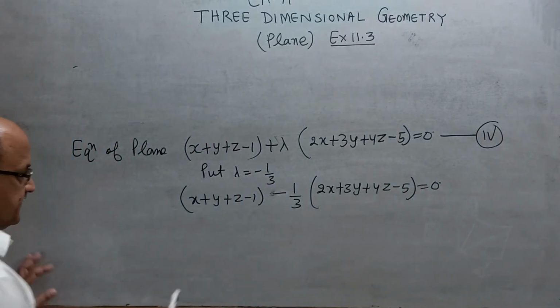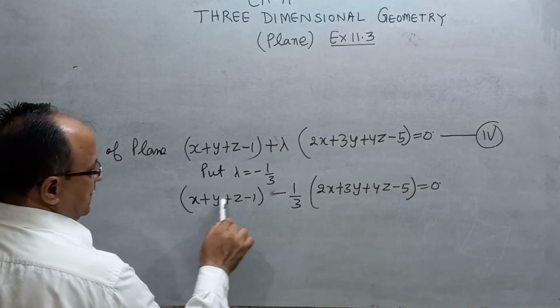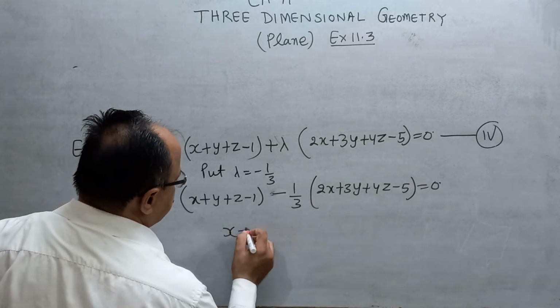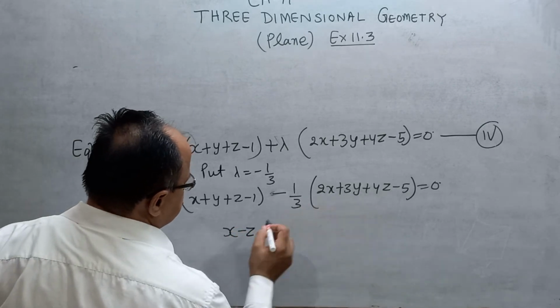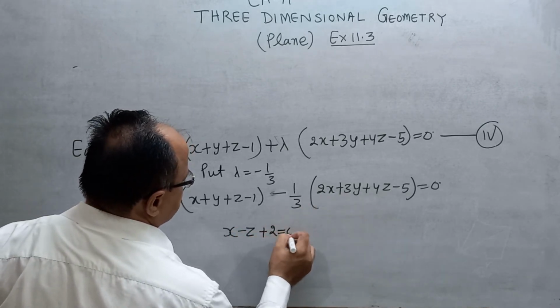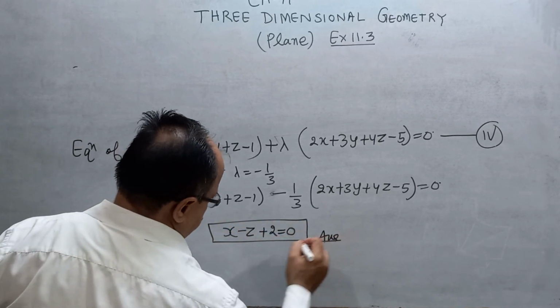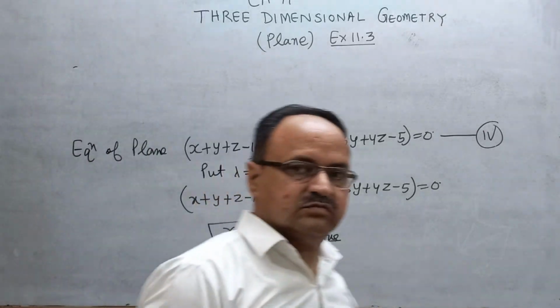When you simplify, 3x minus 2x, that is x, 3y minus 3y is 0, and 3z minus 4z, that is minus z. Here minus 3 plus 5, that is 2. This is the answer of this question. Clear? This is the required solution of question number 11.